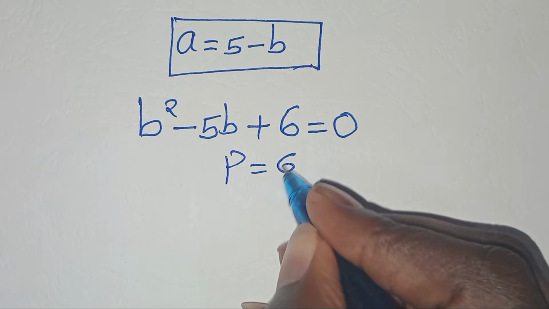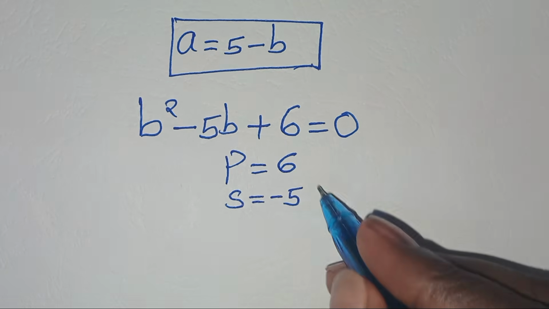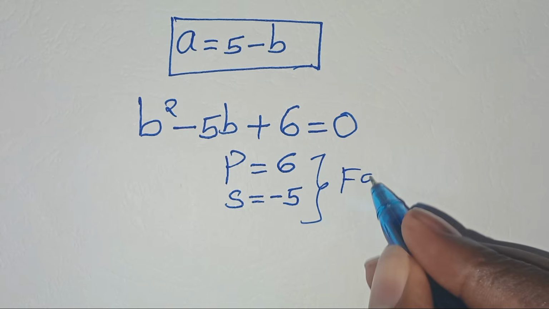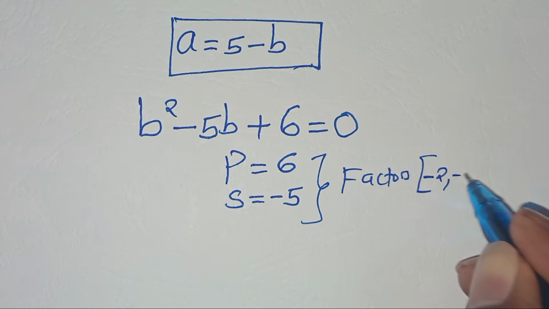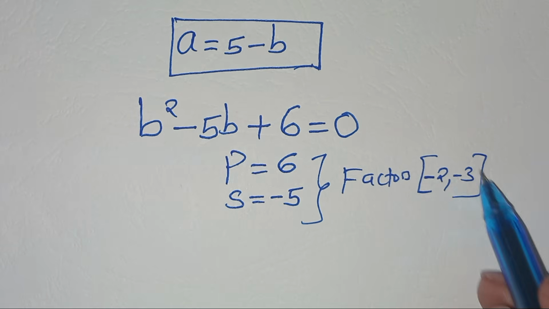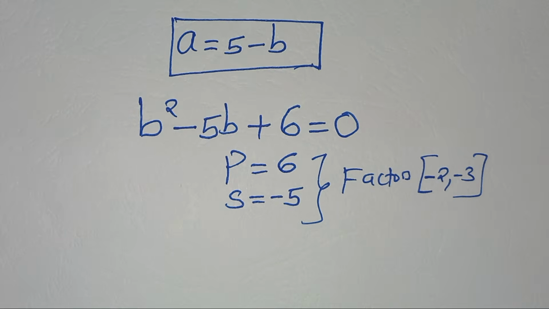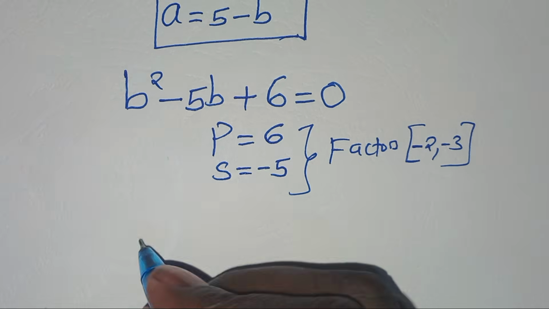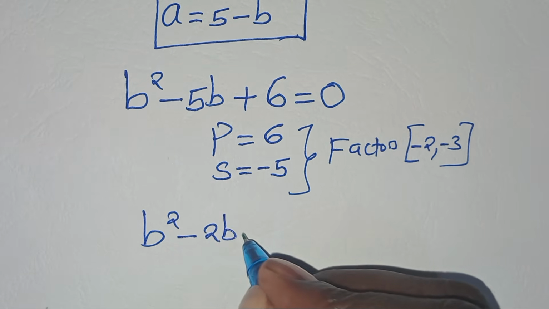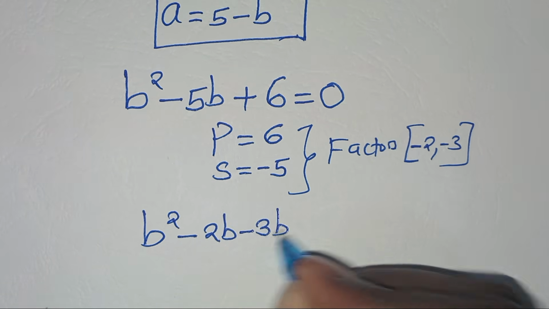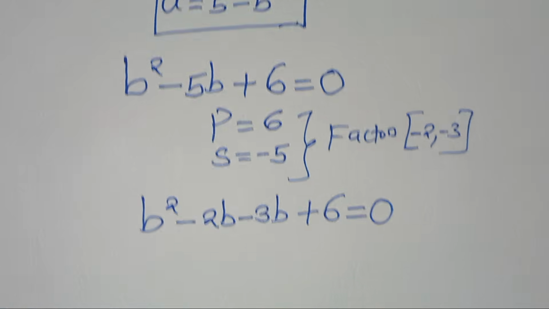We have the product is 6. The sum is equal to -5. So we can identify two factors here. And this is equal to -2 and -3. -2 times -3, this is 6. -2 plus -3, this is -5. So this means we have b to the power of 2 subtract 2b minus 3b, then plus 6. This is equal to 0.